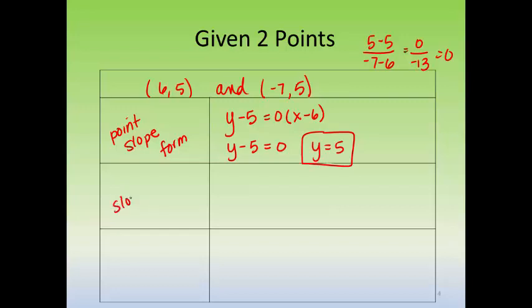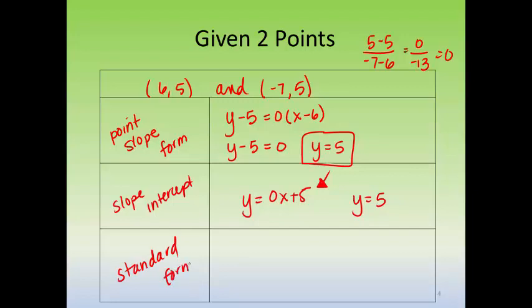In fact, what about slope intercept? Slope intercept would be y equals 0x plus 5, because that's my slope, and my intercept, I would have to, well, transition this. So this actually turns out to be my intercept. And in this case, I would simplify it down to y equals 5. Standard form in this case is actually all the same. I end up with y equals 5.